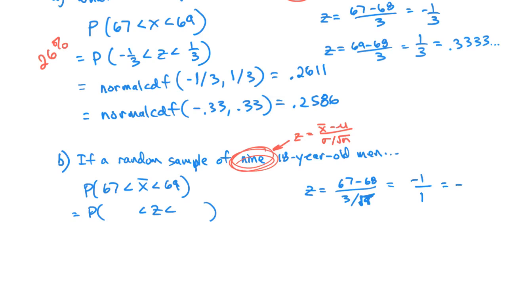-1 divided by 1 is just -1, right? So in the other z-score, very similar to this one. We get 1 over 1, which is just 1.